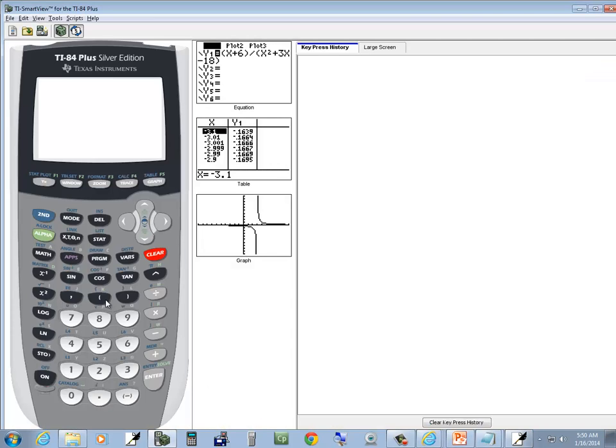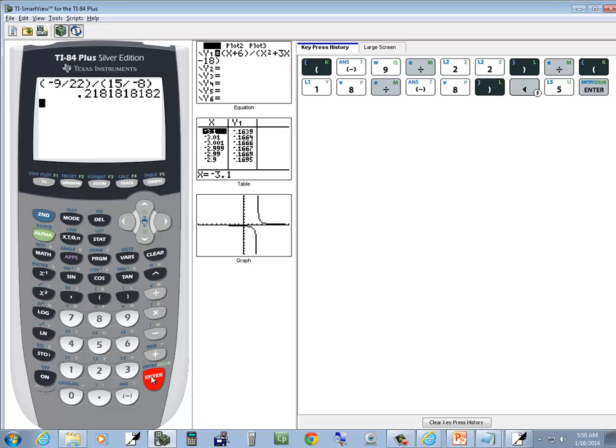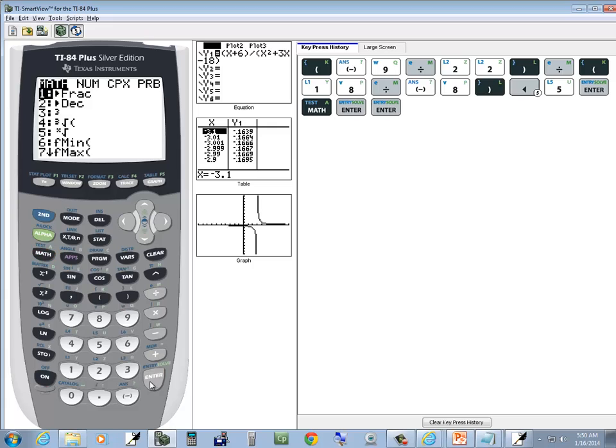So we got beginning parentheses, negative 9 divided by 22, closing parentheses, divided by beginning parentheses, 15 divided by negative 8, closing parentheses. It helps if I actually type that correctly. That should be 15, not 18. Okay, there we go. And then enter, and then you do math, enter. And that gives you 12 over 55.